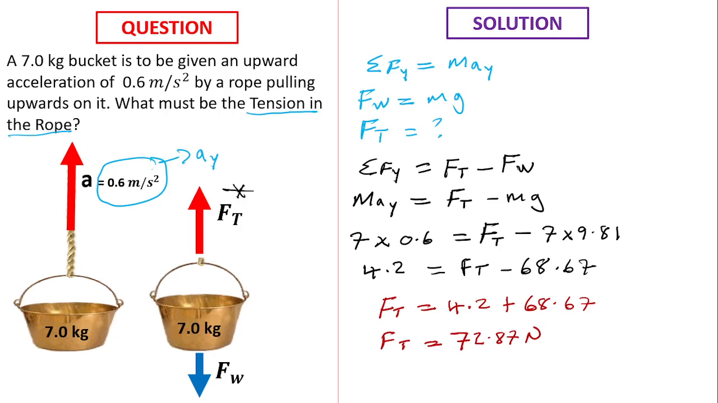If we want, we can easily round off that figure. You can round it off to 1 decimal place, or 2 decimal places, or a whole number. I'll just round it off to the nearest whole number. So Ft is equal to 73 Newton, which is the final answer.